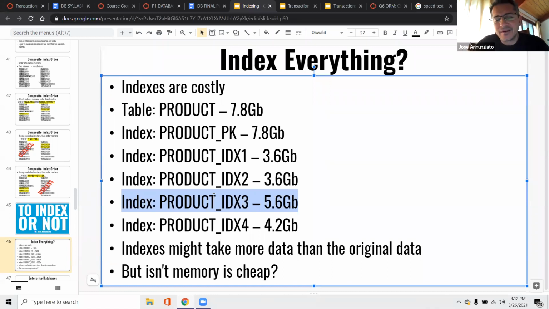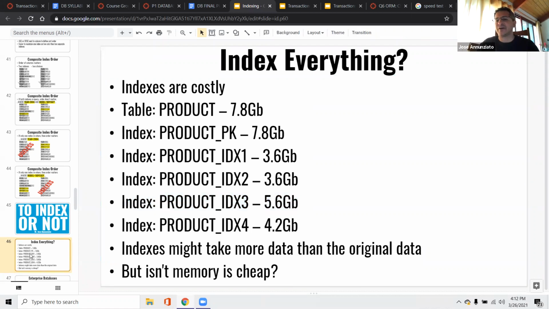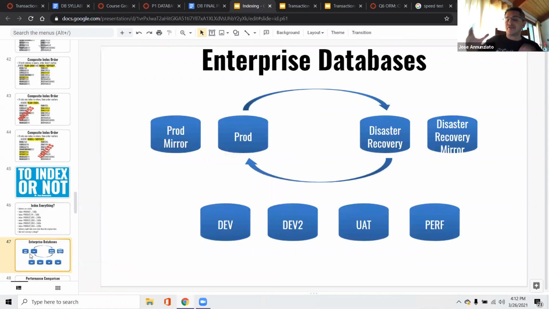I mean, data is cheap, memory is cheap, so who cares? But not only are you talking about the amount of memory, it's also the complexity that goes along with that, of having to maintain all these different versions of the database that might exist across the entire enterprise.